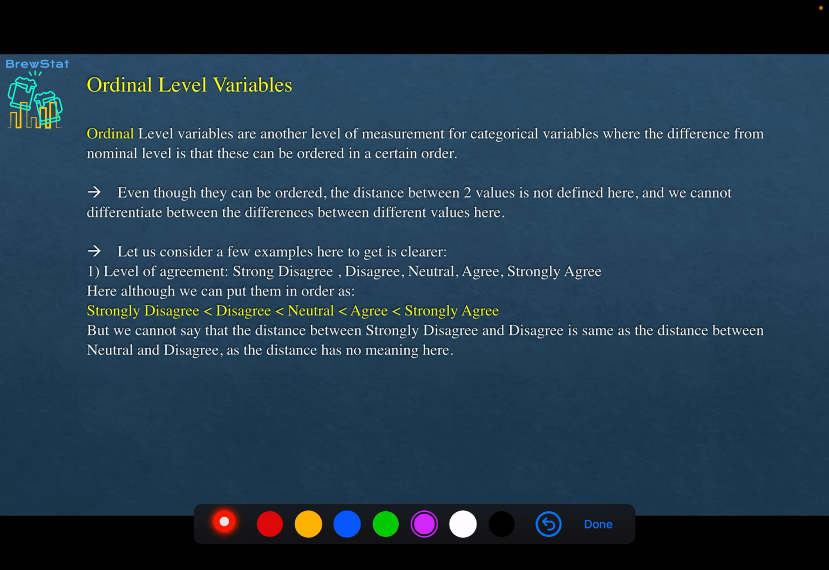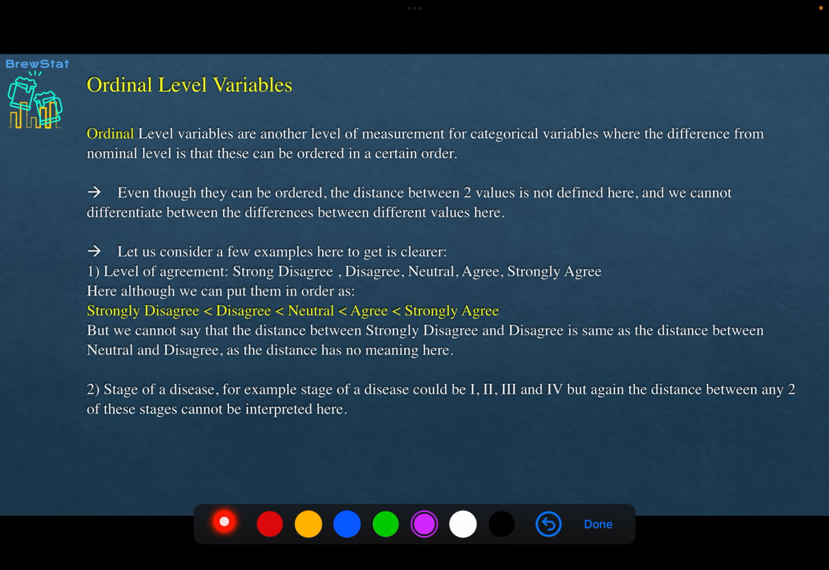Now, even though there is an order, we still cannot add or subtract or perform any arithmetic operations on them, and therefore this variable still is a categorical variable. The only difference from a nominal variable is that they can be arranged in an order, and therefore they are also called the ordinal variable. So the word ordinal itself shows that they can be arranged in a particular order in that sense.